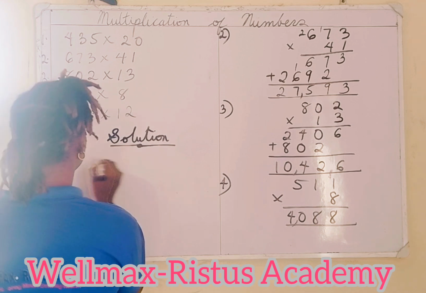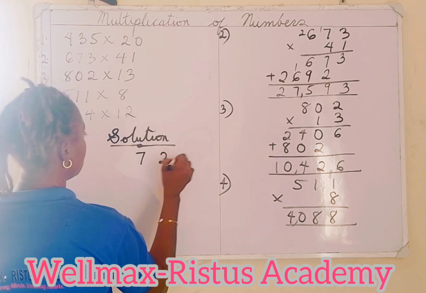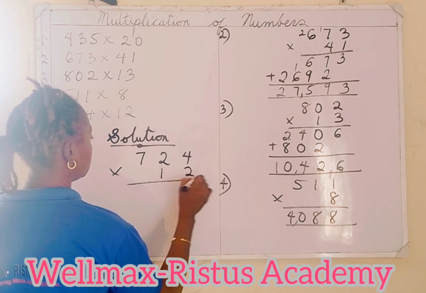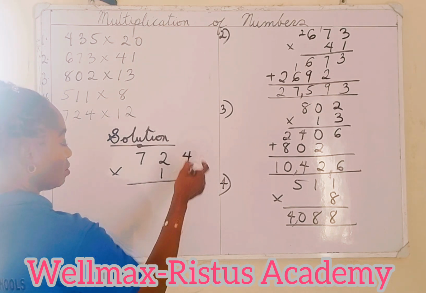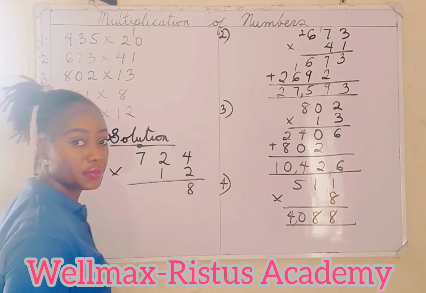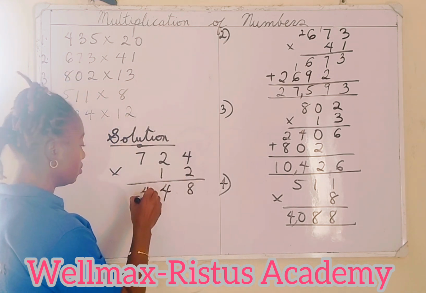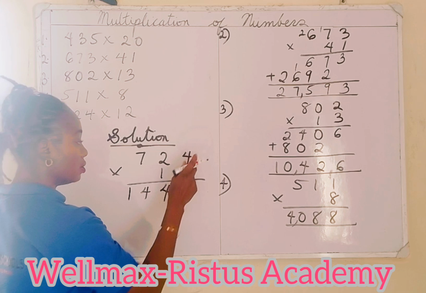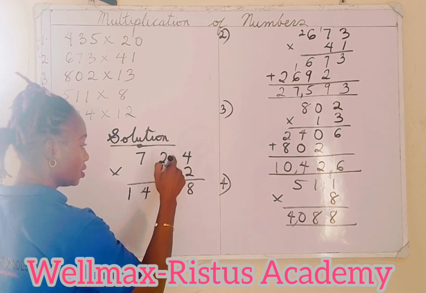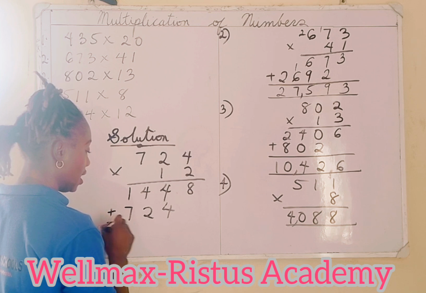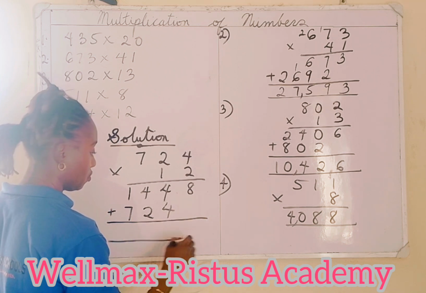Question 5, we have 724 times 12. Okay, 2 times 4 equals 8. 2 times 2 is 4, and 2 times 7 is 14. 1 times 4 is 4, 1 times 2 is 2, and 1 times 7 is 7. Then we add all together.